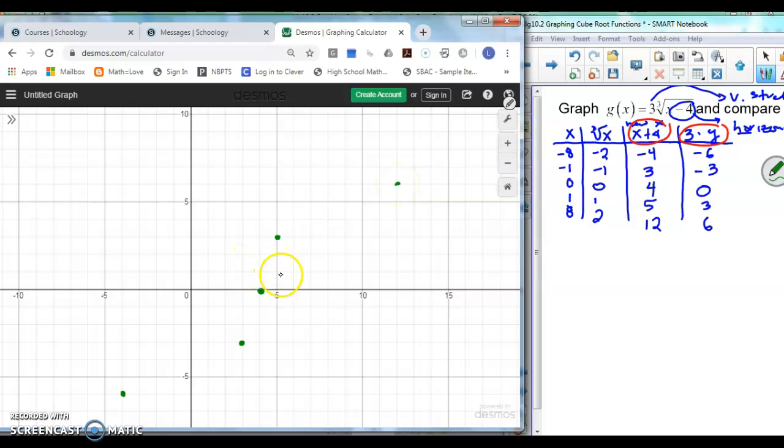Okay. So you can kind of see the pattern here. This is your turning point, so now it has to change direction. There you go. So that's the graph of g of x is equal to 3 times the cube root of x minus 4.